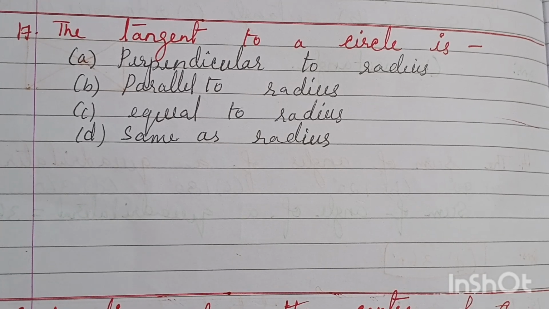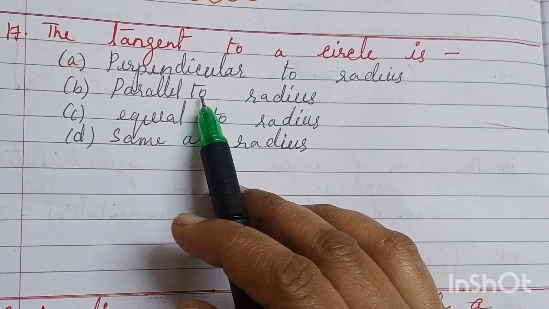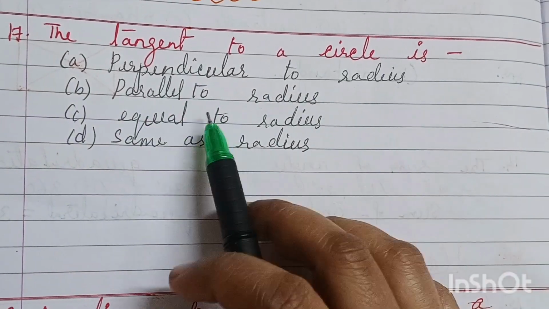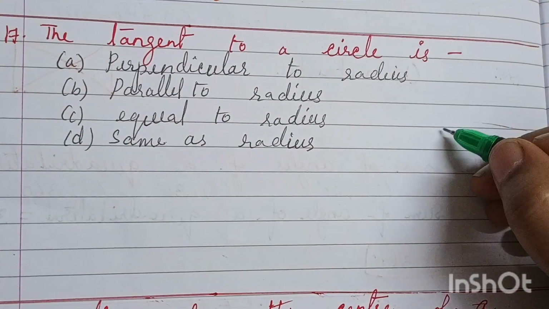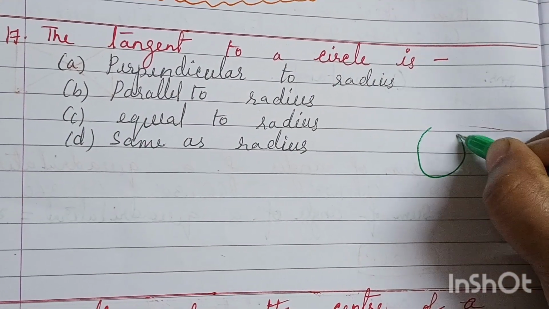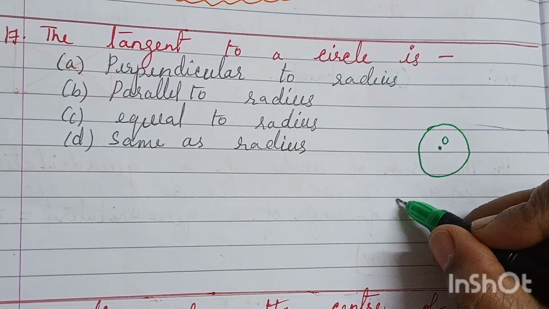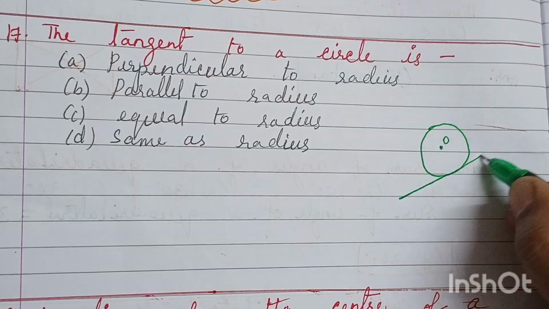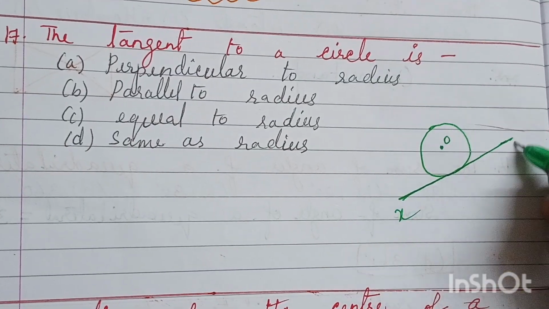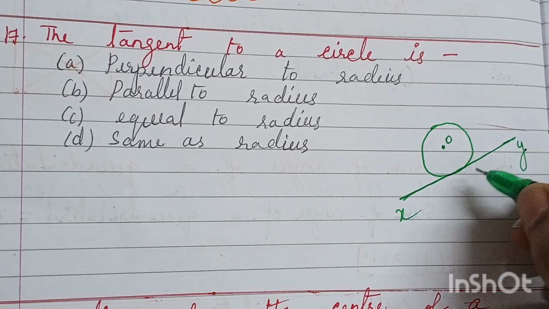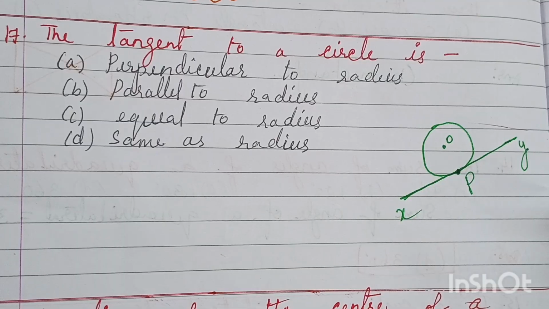Next question पे क्या is, the tangent to a circle is dash: perpendicular to radius, parallel to radius, equal to radius, same as radius. हम tangent, so it is a circle. Okay, O is a center. ये tangent, tangent क्या है, ये line touch करके पास होता है. So XY is a tangent here.